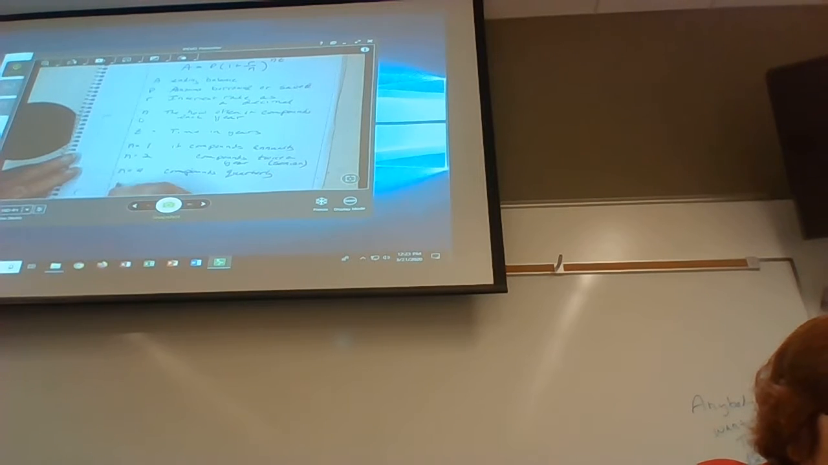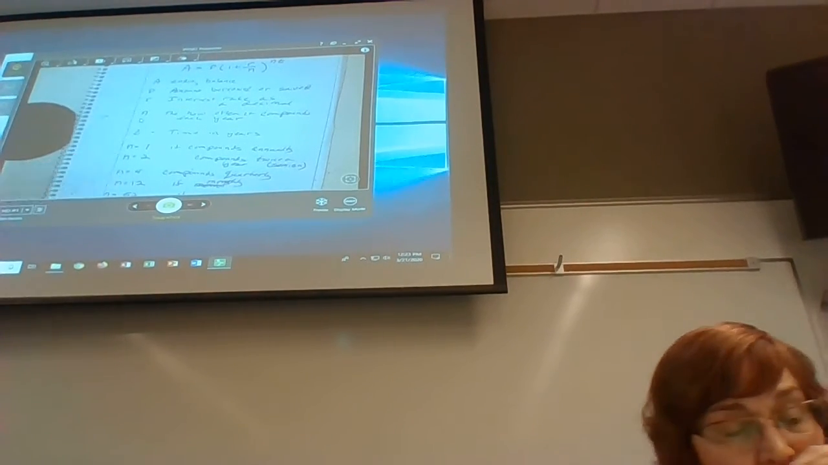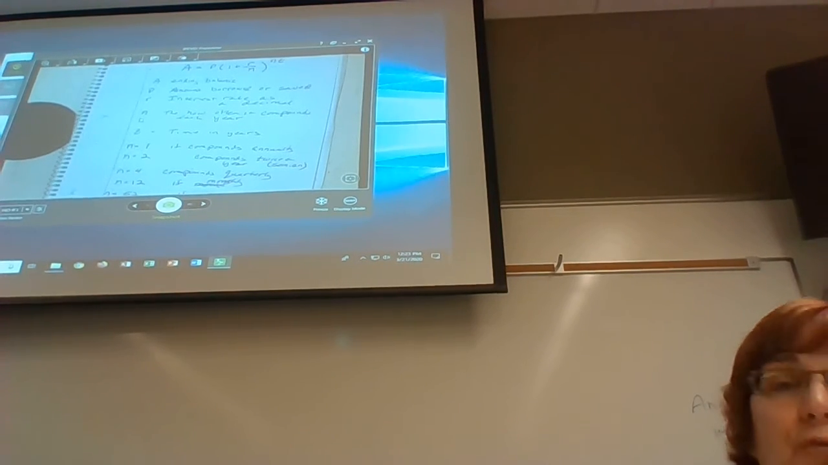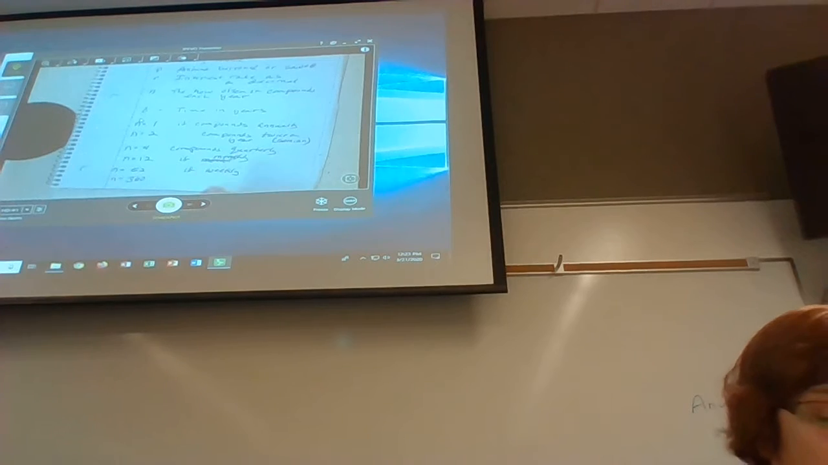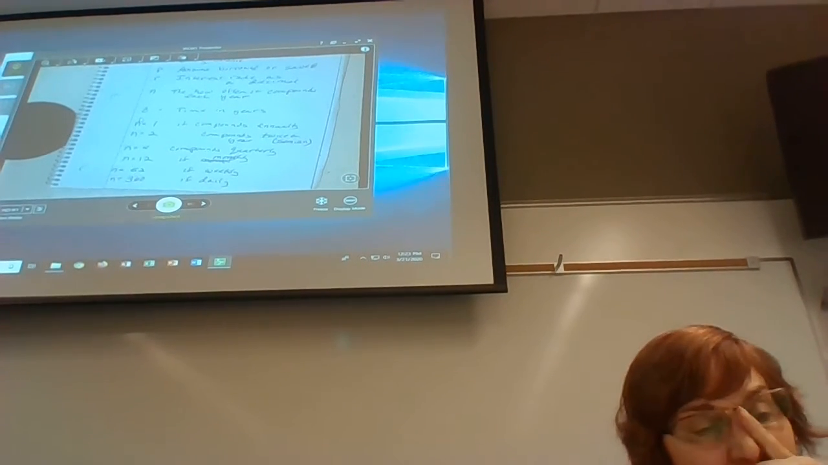And then N would equal 12 if monthly, 52 if weekly, and 360 if daily. They use the banker's rule on these, 360 if daily, unless they tell you otherwise. But typically, they don't do problems with daily.